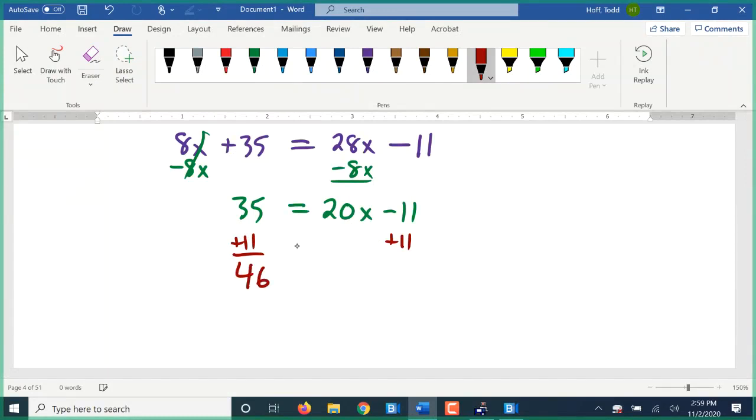We're now ready to solve, of course. That's 46 now equals 20x. And my last step to solve it is to divide by the 20. 46 divided by 20 is 2.3 equals x.